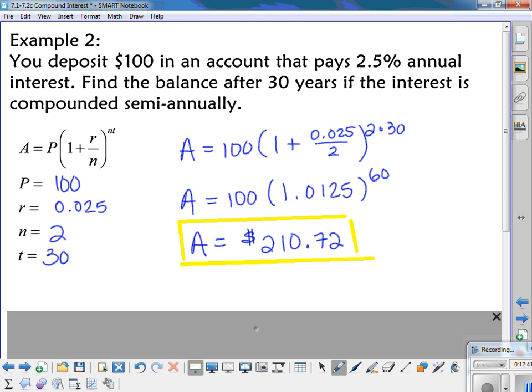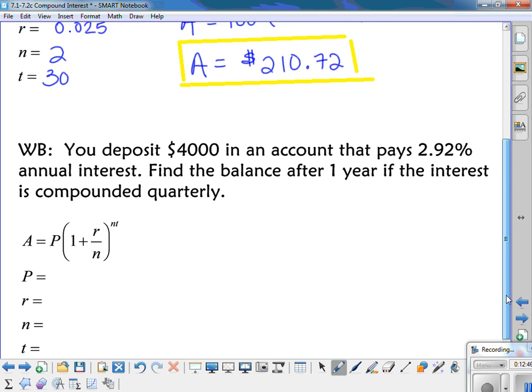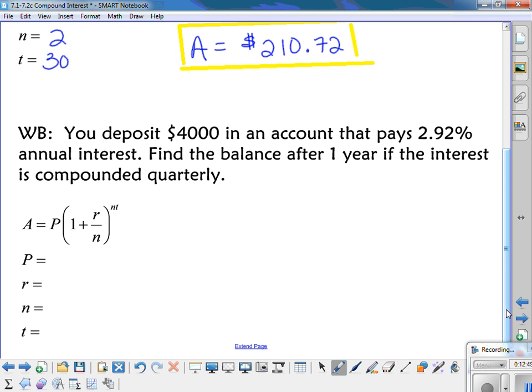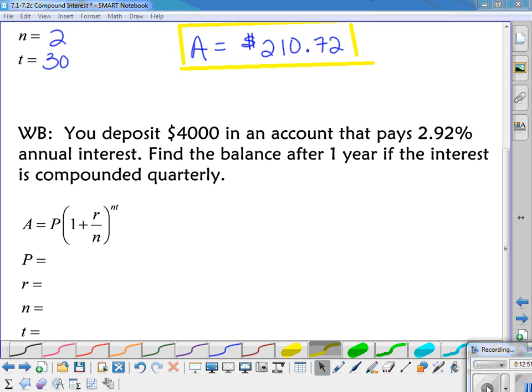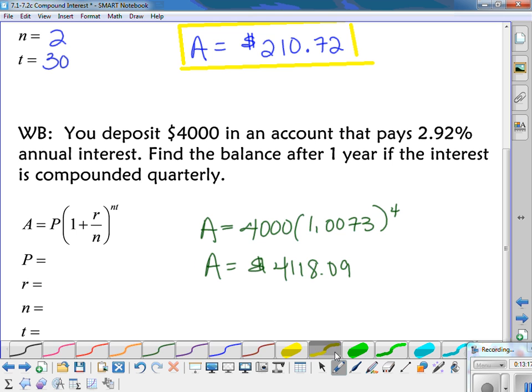Okay? All right. Let's have you guys do one yourselves on whiteboards. Okay. So when you plugged it in and simplified it, you should have ended up with 1.0073 to the 4th power, because we take the 0.0292 and divide it by 4 and then add it on. And so when you put that into your calculator, I think most of you ended up here eventually, $4,118.09. Okay, any questions?